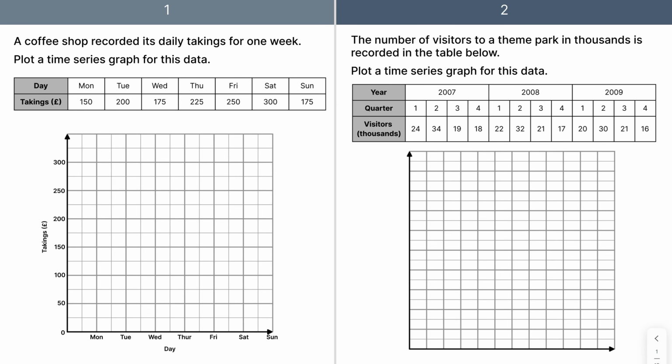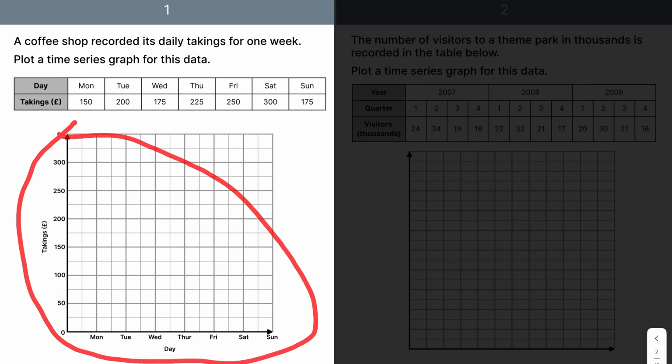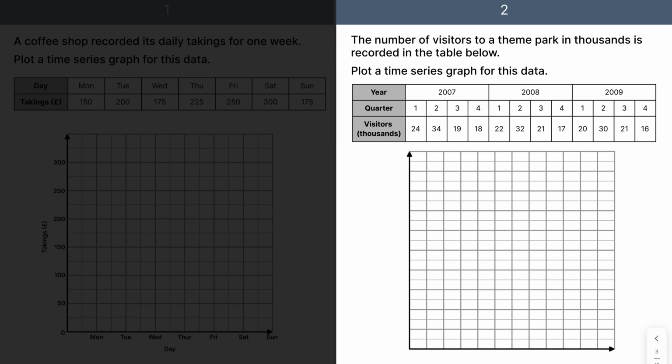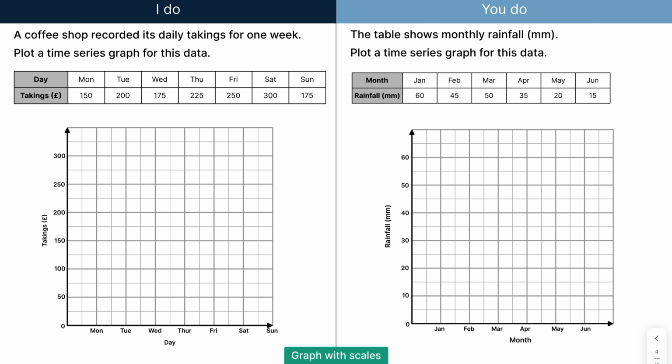Time series is what we're looking at in this video. It's split into two parts. In the first part, we're going to look at data where a graph is given to us with the axis labeled. In the second part, we're going to look at examples where the axis isn't labeled and we've got to do that ourselves. The way my videos work, I'm going to do the example on the left, which is I do. You are then going to press pause and have a go at the example on the right, which is you do. I have linked these slides down in the comments below, so you can print them off and work with me.